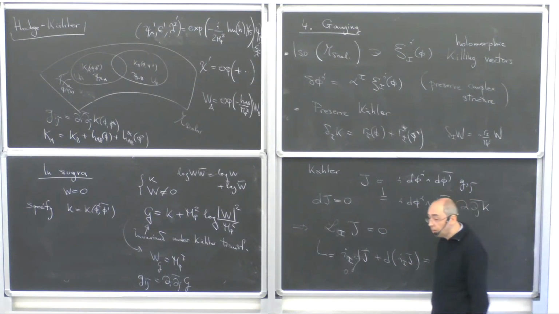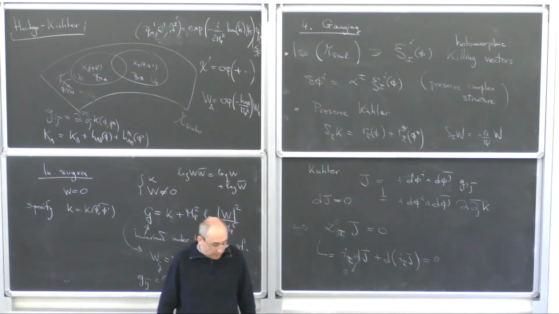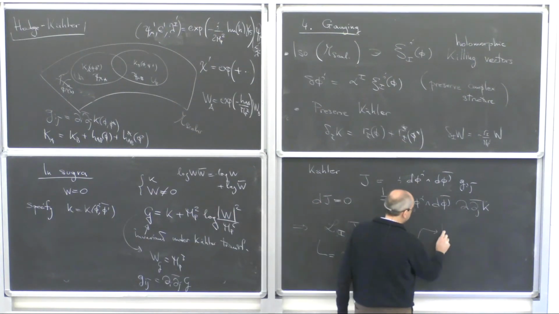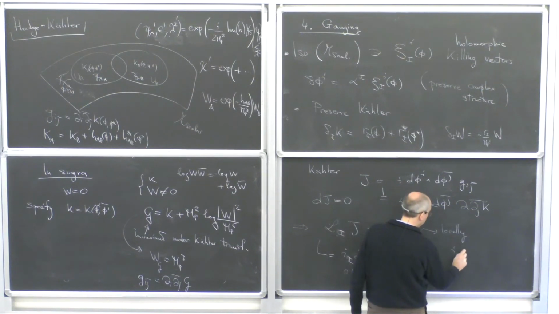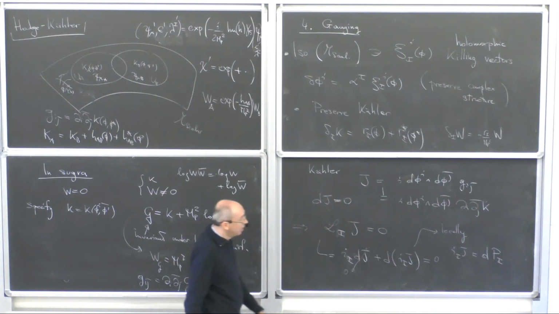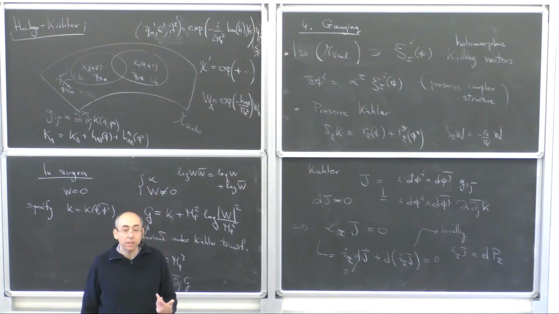Okay, and this is how you introduce the prepotentials and the D terms. This tells you that at least locally, you have that i_I J is going to be d of some prepotential function. And these are the prepotentials that define your D terms.